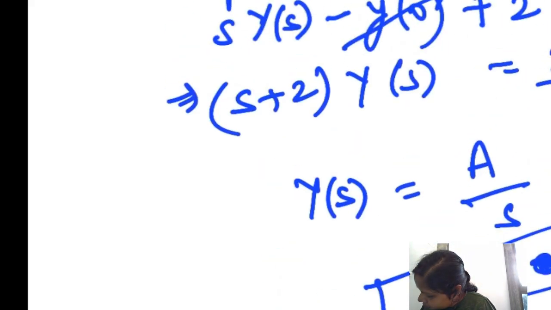So this would be 1. Now I want an answer for this: minus 1 upon s plus 2. What would you get? e to the power minus 2t. Right, very good. So this is the answer that you got from the Laplace domain.